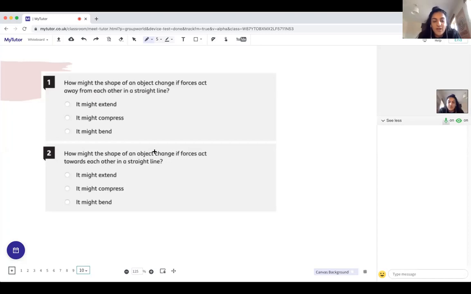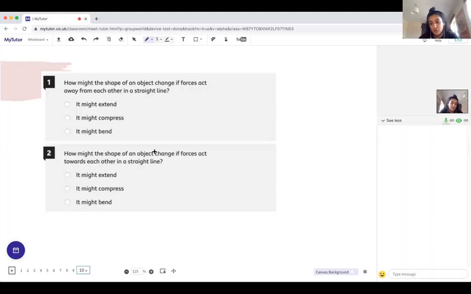Okay, so for the first one, Leslie putting the correct answer in the chat, which is it might extend. If you think about two forces pulling away from each other, if you even just do it with your hands, or if you have an elastic band or a hair tie, you can really experiment with it practically, which is a really great thing to do with forces and elasticity. If you pull the two forces away from each other, it will extend. If the forces act towards each other, it will compress. And someone even said that it might also bend, which is really great.